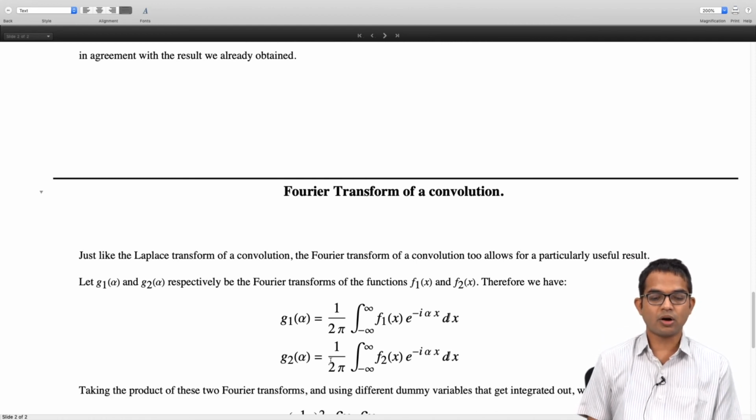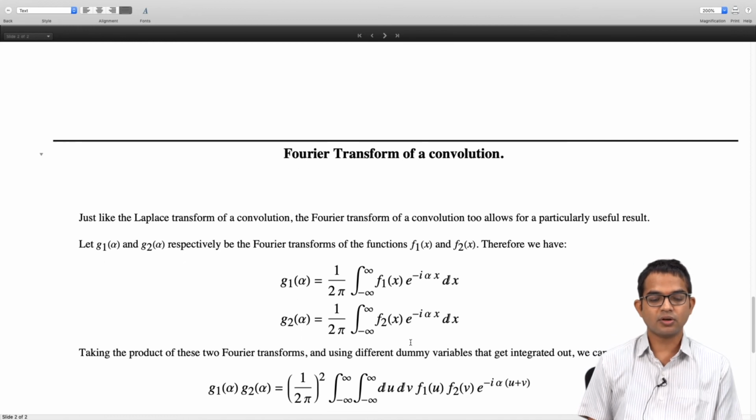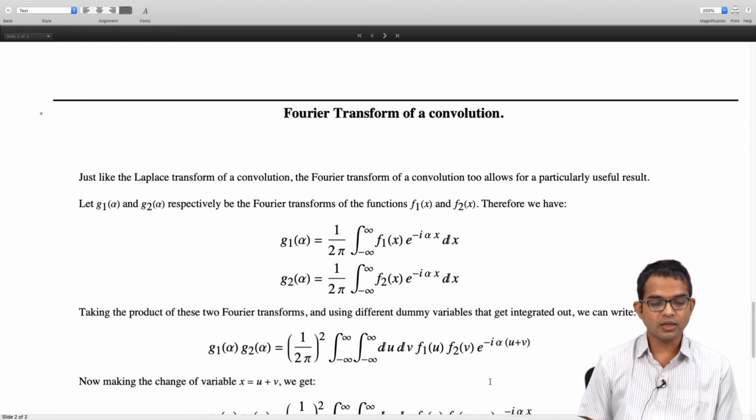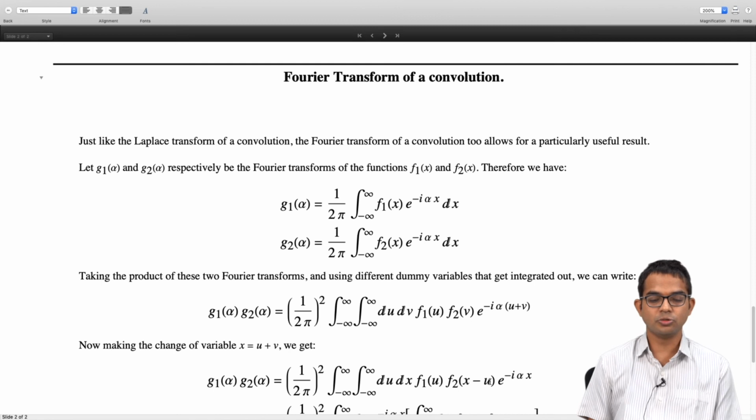So if you take the product of these two Fourier transforms, then we have g1 of alpha times g2 of alpha is equal to 1 over 2 pi the whole squared, integral minus infinity to plus infinity, again integral minus infinity to plus infinity. So we'll use some other dummy variables here. After all, these are getting integrated out. If you put the same x, you'll run into difficulties. So we'll say du dv f1 of u f2 of v times e to the minus i alpha times u plus v. Now we make the change of variable x is equal to u plus v.